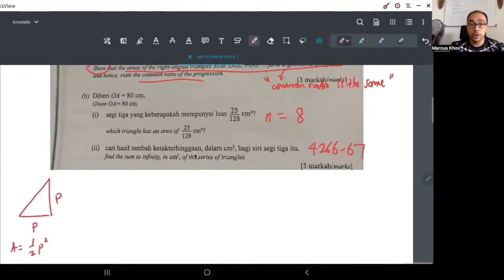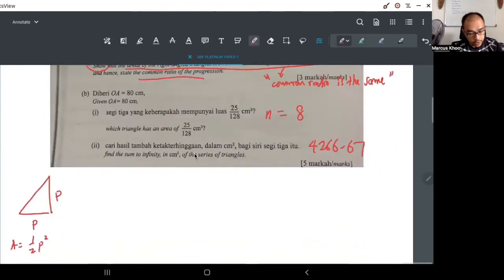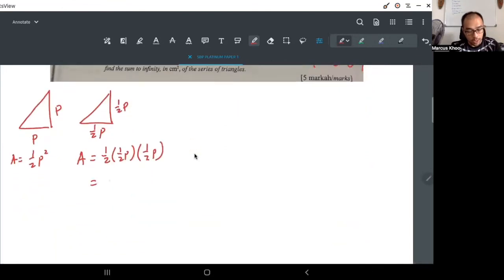Okay, 1 over 2P squared. Now, ODE is the second one. Each length is half P, half P. So the area is half times half P times half P. Base times height, half times base times height. So this will give us 1/8 P squared. I'm going to write this as A1 and A2.